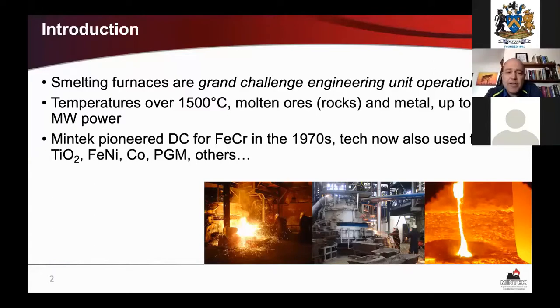Our focus is really on electric smelters and particularly direct current arc furnaces. I enjoy working with furnaces a lot because they're really grand challenge engineering problems with a huge amount of stuff going on in them.